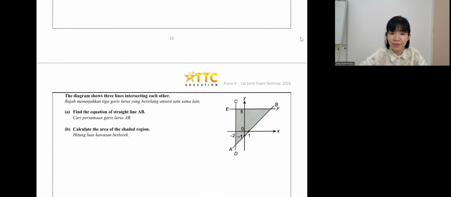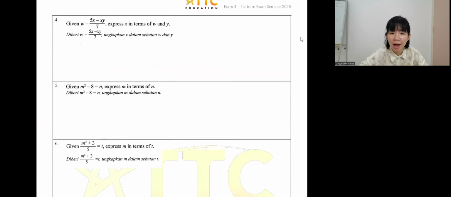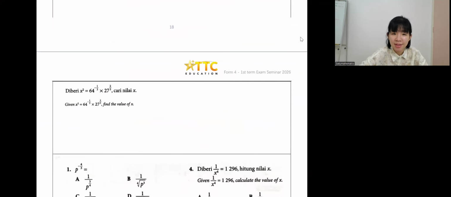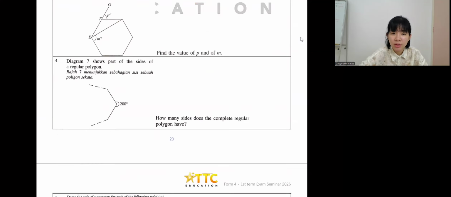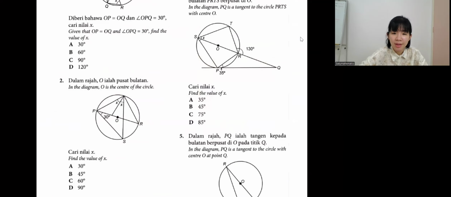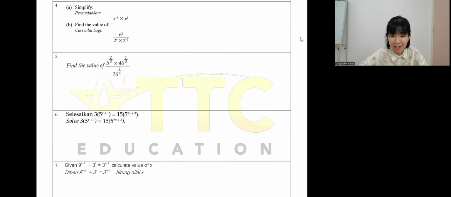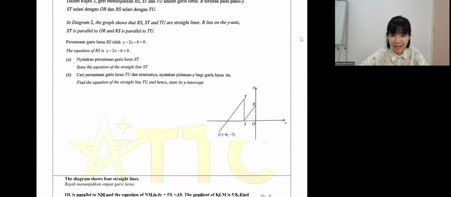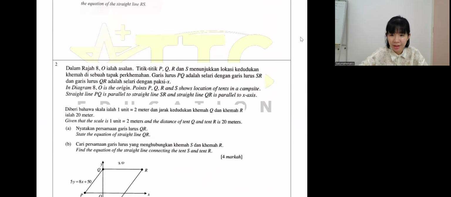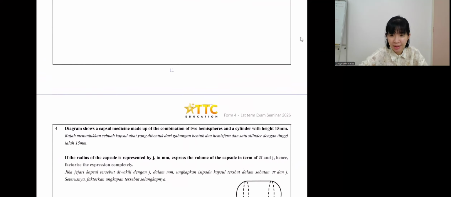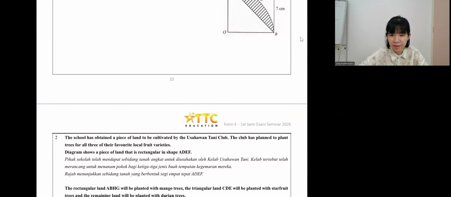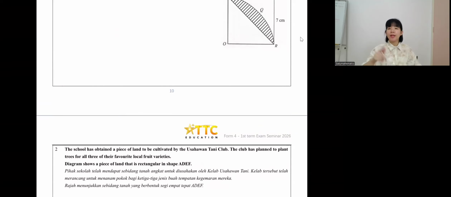We have algebra, index, polygon, circle. Straight line. Really? Okay, we got few straight. Garis lurus, circle. Okay, we say follow majority. Most of people say straight line. Now guys, circle also got people choose.